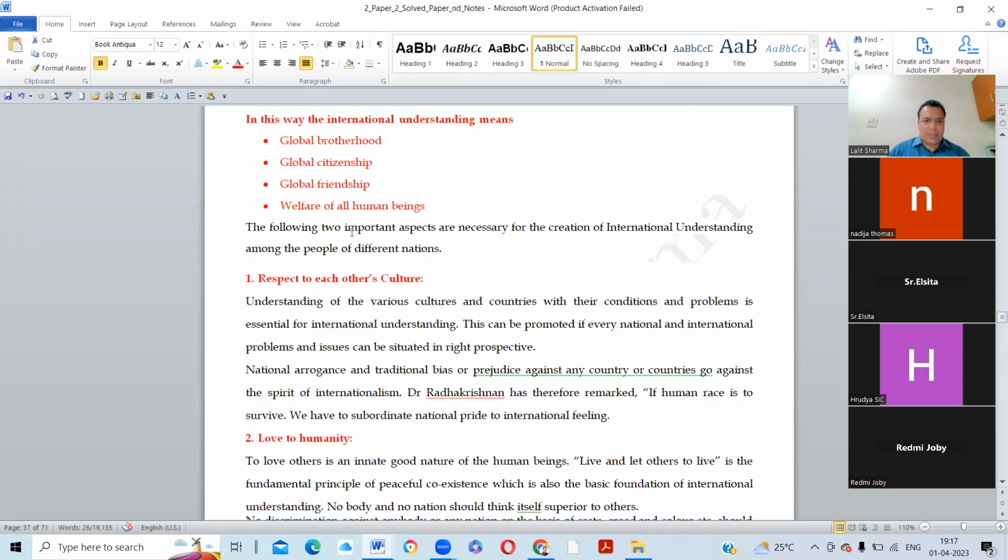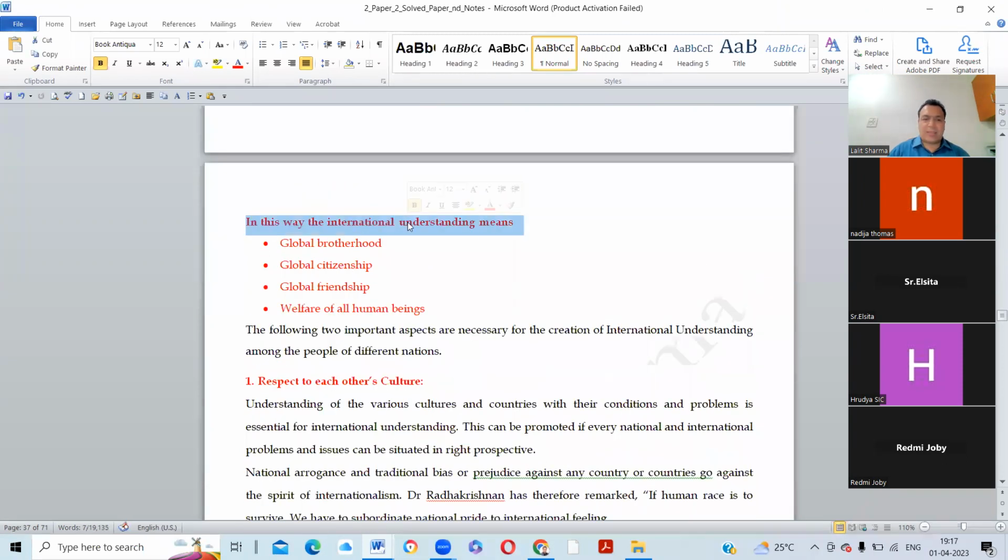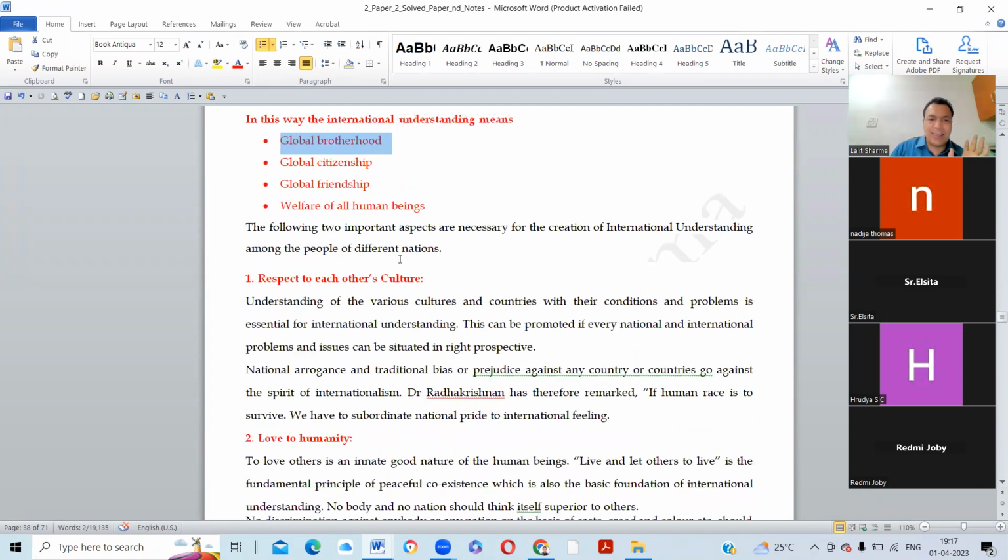In this way, international understanding means global brotherhood. We shouldn't consider only the people of India as brothers; even in a different country, in Pakistan also, we should consider them as brothers and sisters, right? Global brotherhood, global citizenship, global friendship, welfare of a human being. Look, I have made very good notes for you, right?